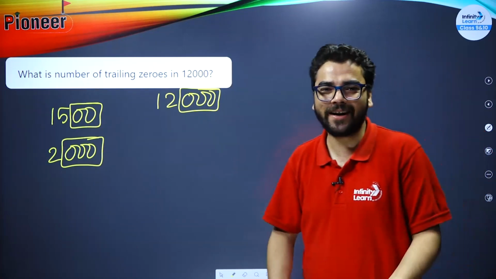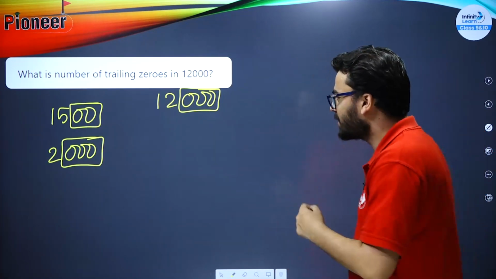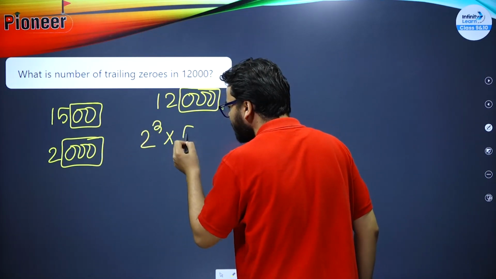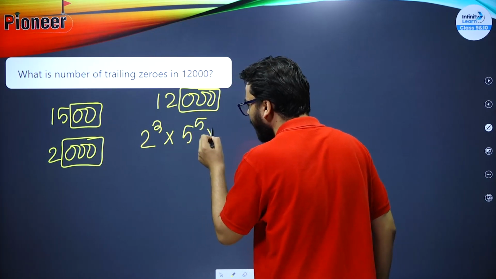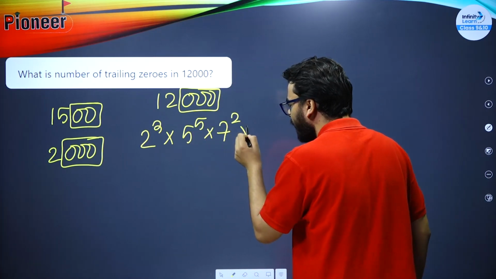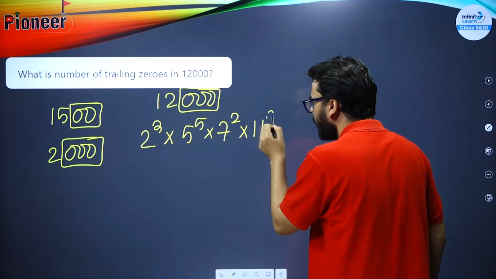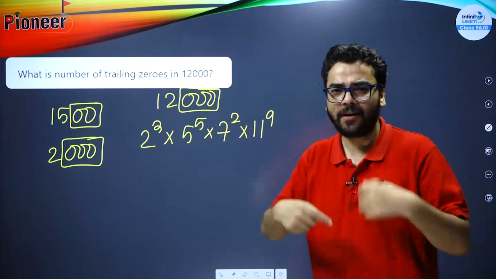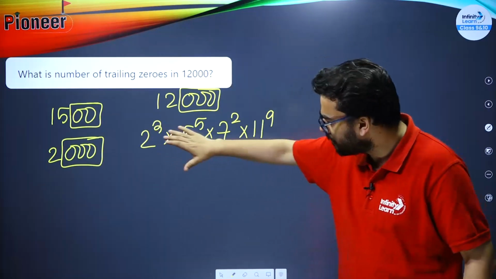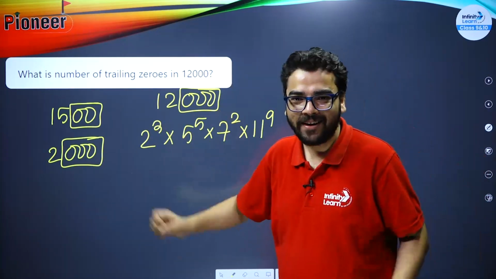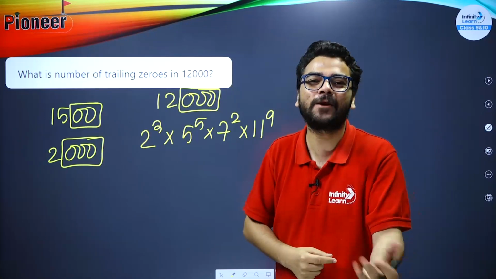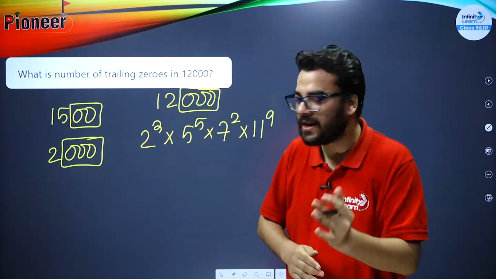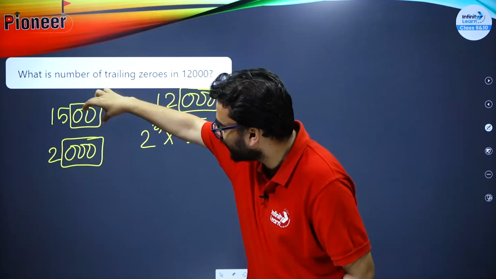But every time you will not get a question like this, okay? For example, I am giving you a question. Suppose this is 2 cube and suppose this is 5 raised to the power 5 and this is 7 square and suppose this is 11 raised to the power 9. Okay. So if I write it as a number, are you understanding my question? If you multiply and write it as a number, then how many trailing zeros will you get at the end? That is the question. How many zeros at the end you will get.